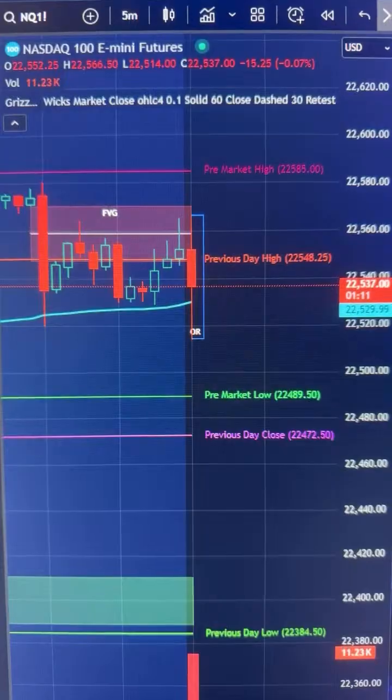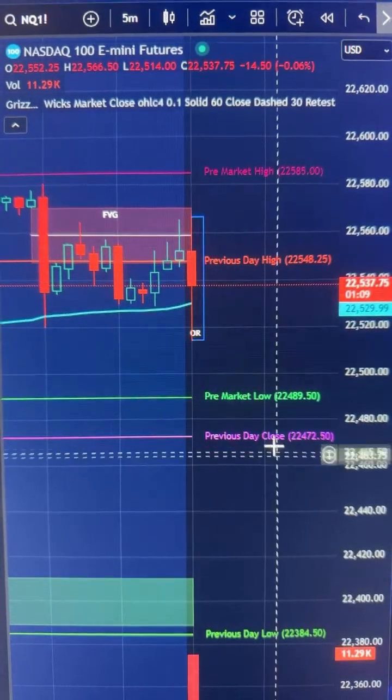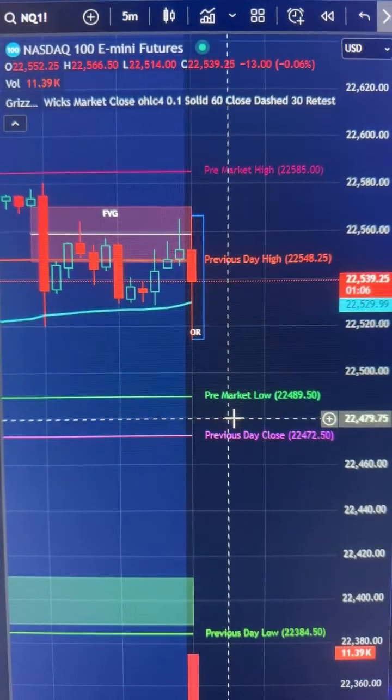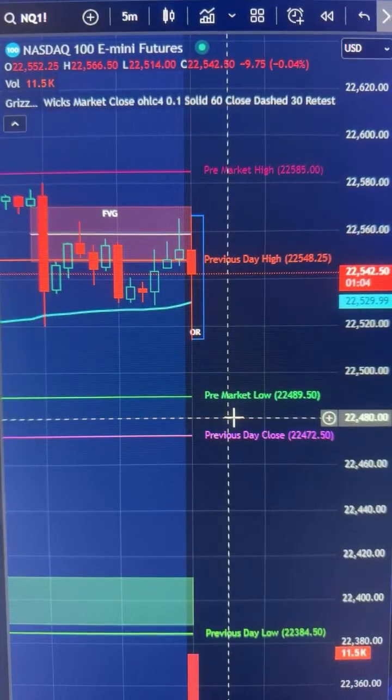What's up? I'm watching right down here for a bounce, everyone, if we get down there. It's the only thing I like at the moment.